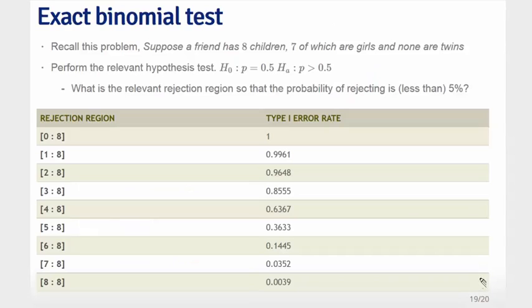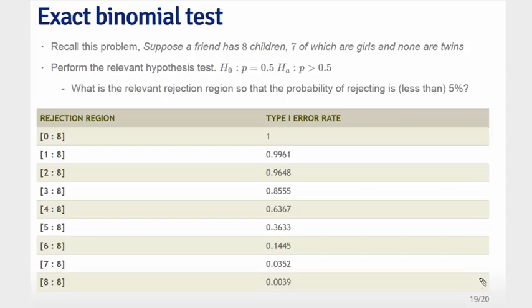Let's go through a fairly simple example of hypothesis testing that's not a normal or a t. So remember this problem where your friend had 8 children, 7 of which were girls, and you wanted to evaluate that with respect to IID coin flipping, thinking that maybe genders from a couple are like a coin flip, and you're interested in how much evidence this is that the genders are IID fair coin flips between boys and girls for this couple.